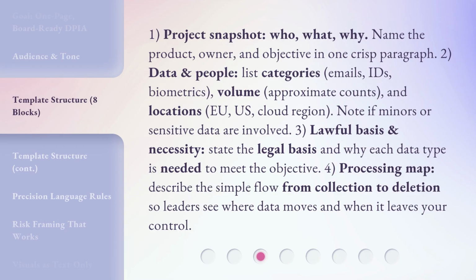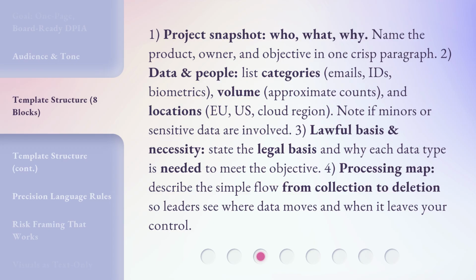1. Project snapshot. Who, what, why. Name the product, owner, and objective in one crisp paragraph. 2. Data and people. List categories, emails, IDs, biometrics, volume, approximate counts, and locations, EU, US, cloud region. Note if minors or sensitive data are involved.